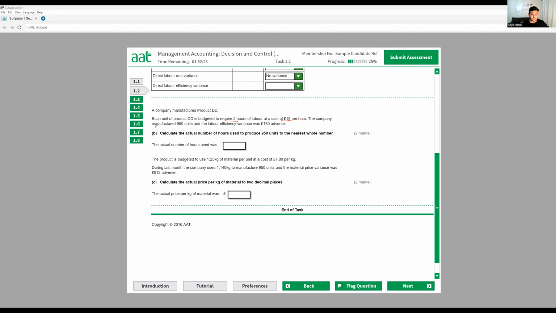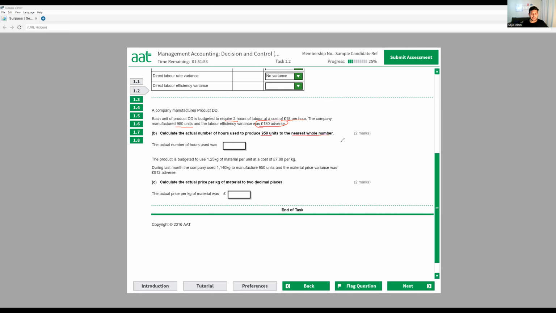Be very careful. To make 1 unit, we need 2 hours, but per hour, the labor cost is 18. The company manufactured 950 units, and the labor efficiency variance was 180 adverse. Remember that if it is adverse, that means I have used more. So I'm not efficient. I have used more hours than my budgeted. Calculate the actual number of hours used to produce 950 units, to the nearest whole number. So you don't have to put the pence.